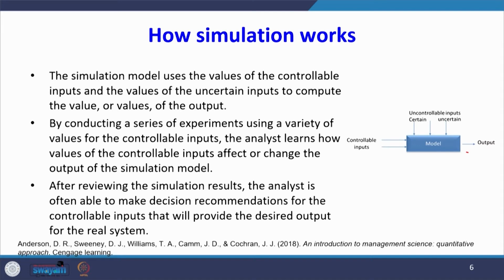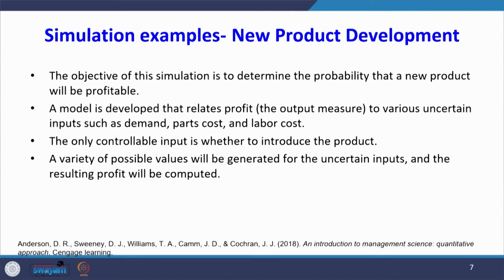After reviewing the simulation results, the analyst is often able to make decision recommendations for the controllable inputs that will provide the desired output for the real system. So, we will be considering various inputs, to see for what range of inputs we get the best output. That controllable input is our solution for the simulation. The objective of this simulation is to determine the probability that the new product will be profitable or not.